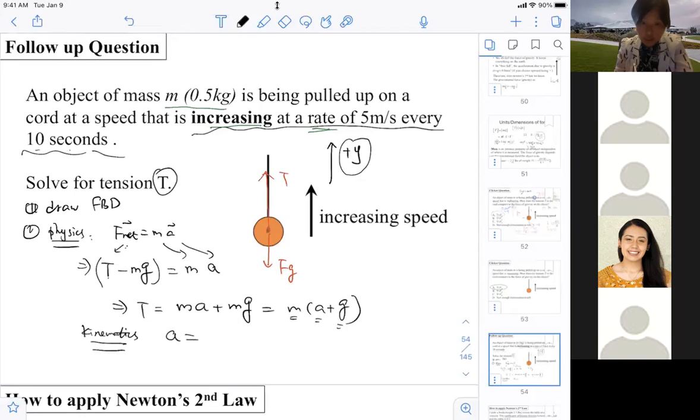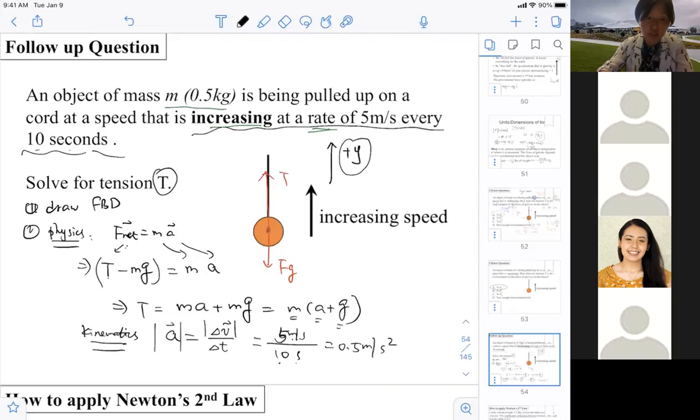In particular, we will look at the definition for acceleration, which is the change of velocity over time, right? So if you want to know the magnitude of the acceleration, just take the magnitude of the change of velocity over time. And what is the change of velocity? It's 5 meters per second every 10 seconds, right? So it will be 5 meters per second divided by the time 10 seconds. That is 0.5 meters per second squared.